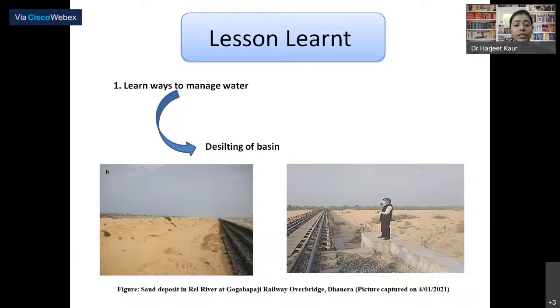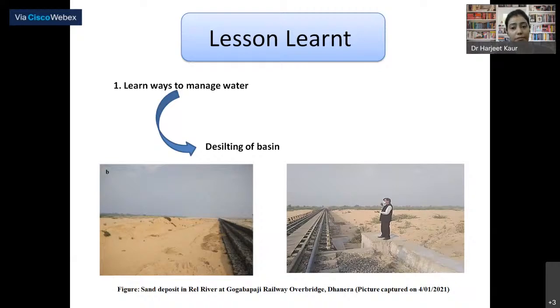From this image you can see we recommend desilting of the basin. Here in the figure you see the Rel river bed in most of the areas of Dhanra, which indicates the excessive deposition of sand. In this image you can easily find it. Similarly, the sand deposition has risen to a very critical level at the bridge. This is the railway track you can see, where the river bed is merely 4 to 5 feet below the railway track. During our field investigation, it was observed that the river bed has risen about 10 feet in just 10 years, which is a major concern in flood management in the Dhanra area.